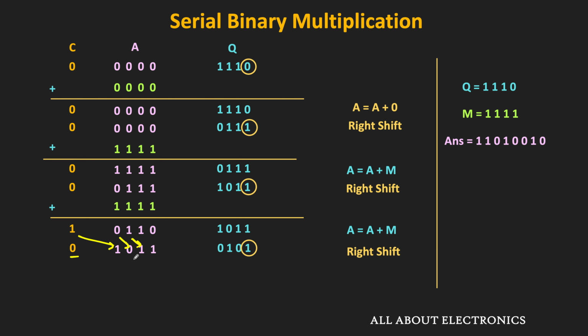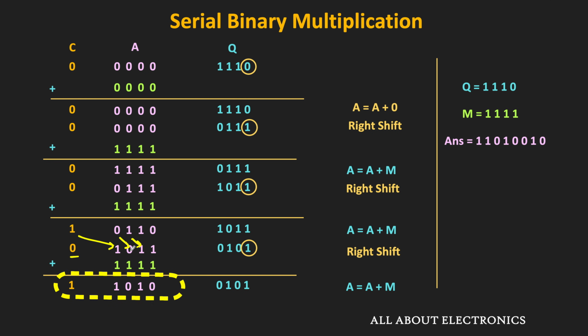So now once again, if we see the value of the Q0, then that is equal to 1. That means once again, the M will be added with the current value of the A register. So if we add this A plus M, then the result is equal to 11010. So once again, the carry will be stored in this C. And once it is stored, then the C, A and the Q registers will be right shifted by the 1 bit position. So as you can see, after the shifting, this 1 will come over here. And subsequently, all the bits will be right shifted by the 1 bit position.